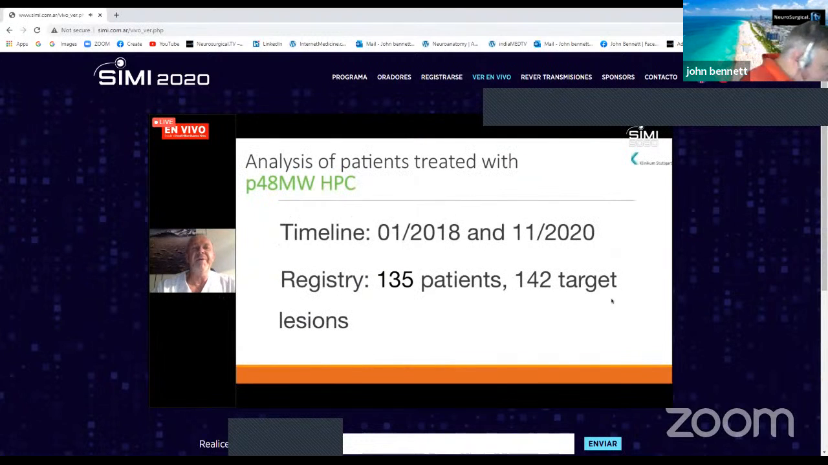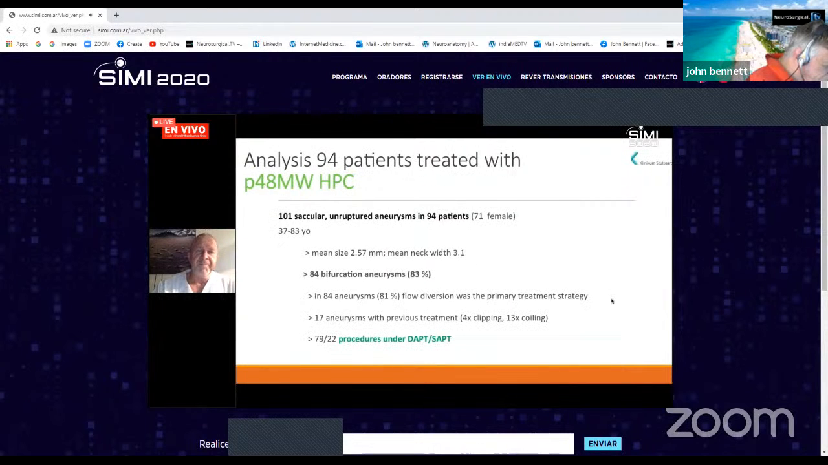Let's come to P48 HPC. We started later. The first cases were done in January 2018. Again, the latest follow-up data are from November this year. We have treated 135 patients, and those patients had 142 target aneurysms. 101 saccular aneurysms were treated in this group. The others were taken out from this observation, so all dissections and fusiform aneurysms are taken out. 101 saccular unruptured aneurysms in 94 patients.